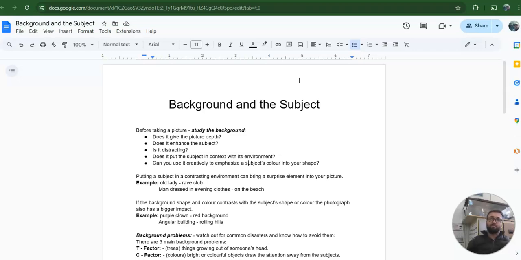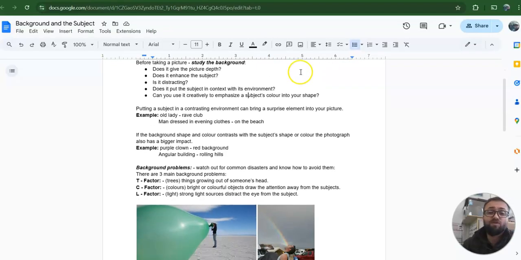Does it give the picture depth? Does it enhance the subject? Is it distracting? Does it put the subject in context with its environment? And can you use it creatively to emphasize a subject's color or shape?